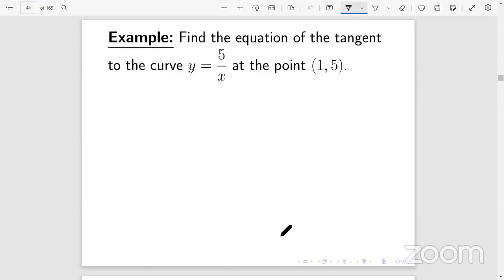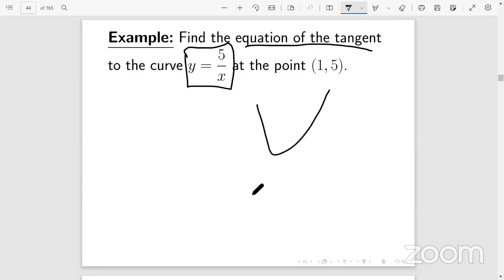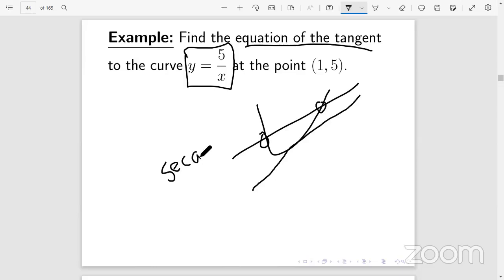So maybe let's get a bit of a practical example. We've been given a function y equals 5 over x, and we're asked to find the equation of a tangent. If you remember, a tangent is a straight line that touches the function once. If your straight line touches the function twice, that one is called a secant. If it touches once, like the straight line, I know that it doesn't look like a straight line, but I hope you get the gist. So this is what we call the tangent. So you're asked to find the equation of this tangent.